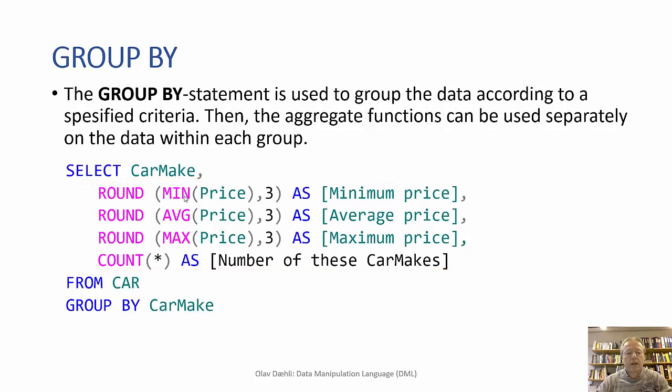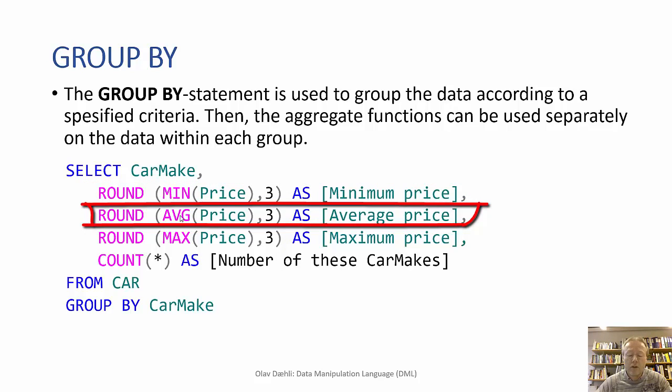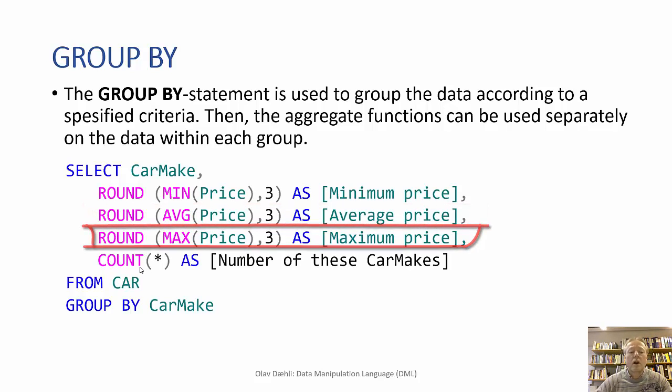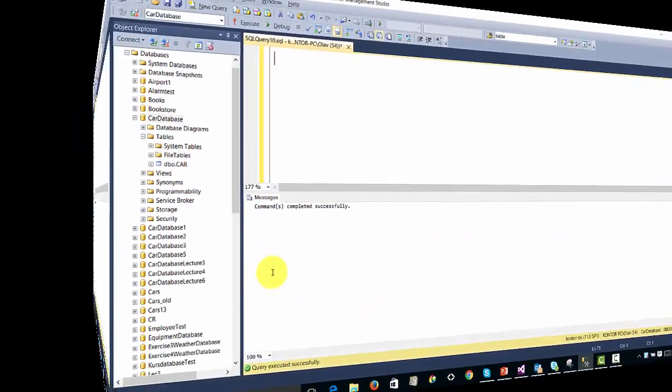We will calculate the minimum price. That means the lowest price on any of the Volvos, on any of the Hondas, and so on, and the average price for all the cars within each group, and the maximum price, and we will also count the number of cars that are included in each group.